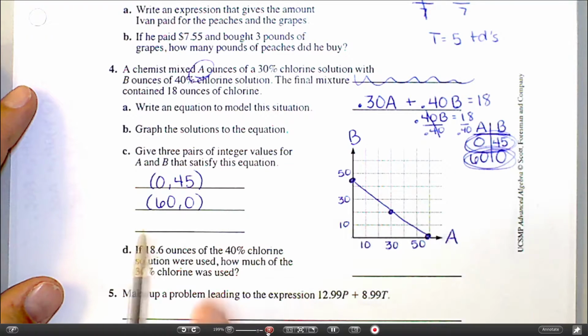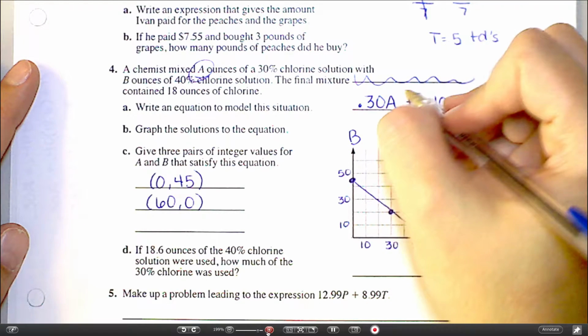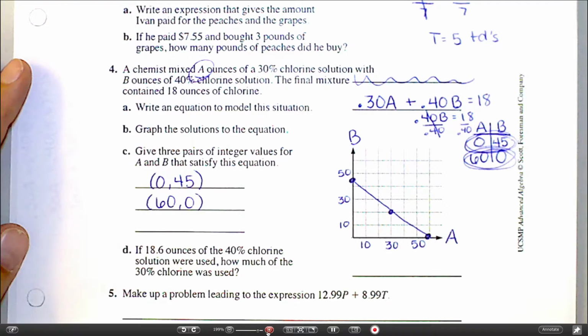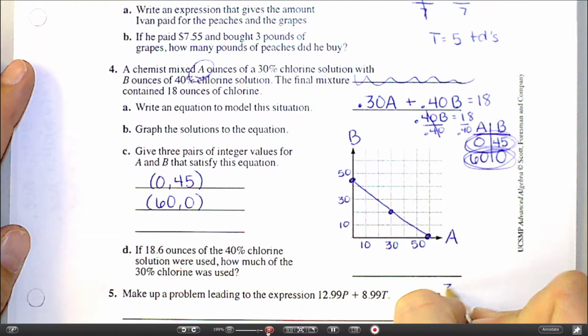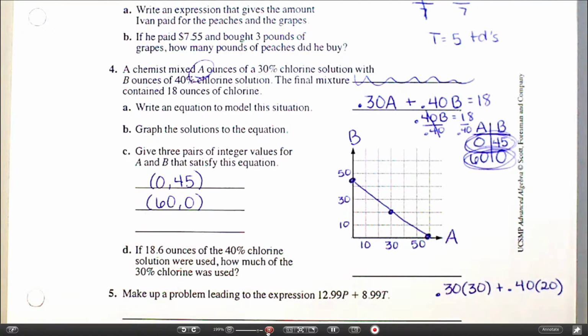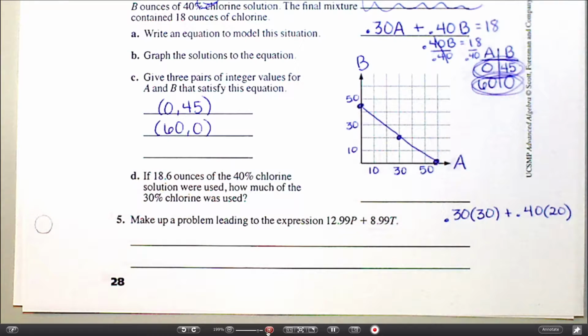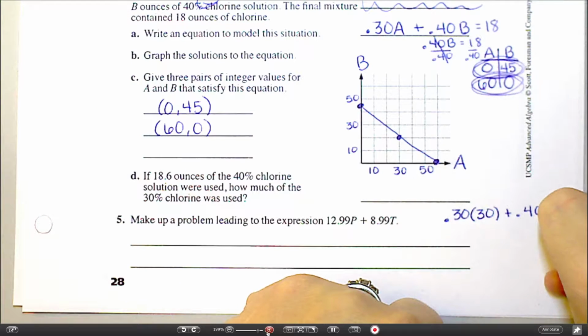So what I would have to do before I can actually write that down is check and make sure that that works. So 30 and 20, I would plug into my problem for A and B. I'll do that down here. So 0.30 times 30 plus 0.40 times 20. Someone plug that in for me? Sorry, it's down there in the corner. 0.30 times 30 plus 0.40 times 20. Got 17? Okay. So that one doesn't quite work.